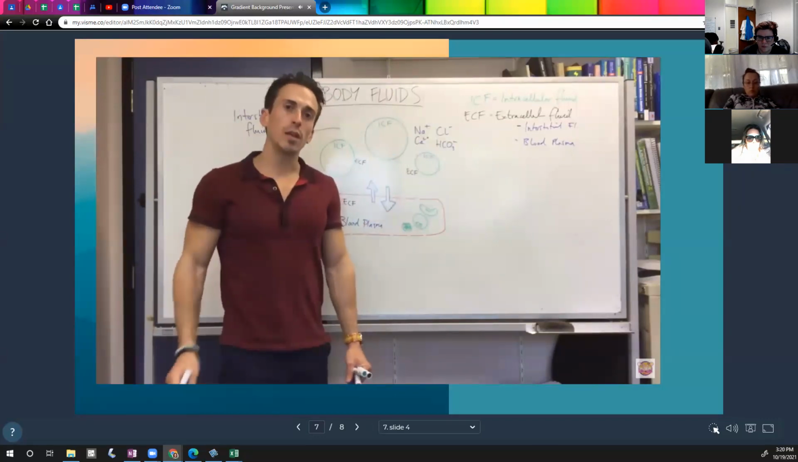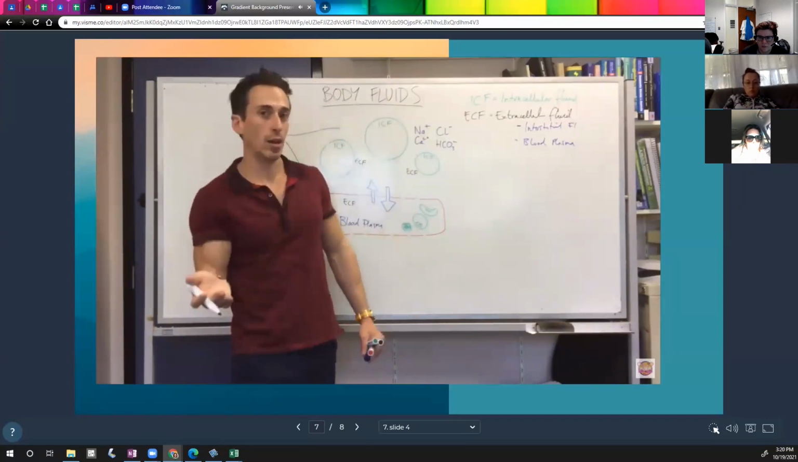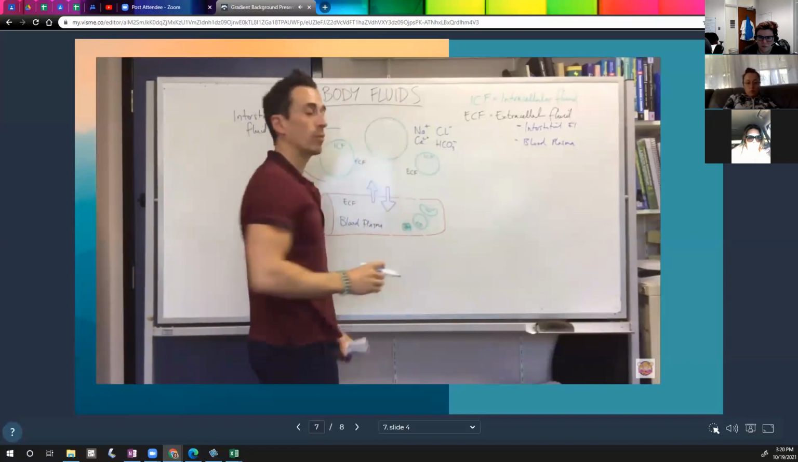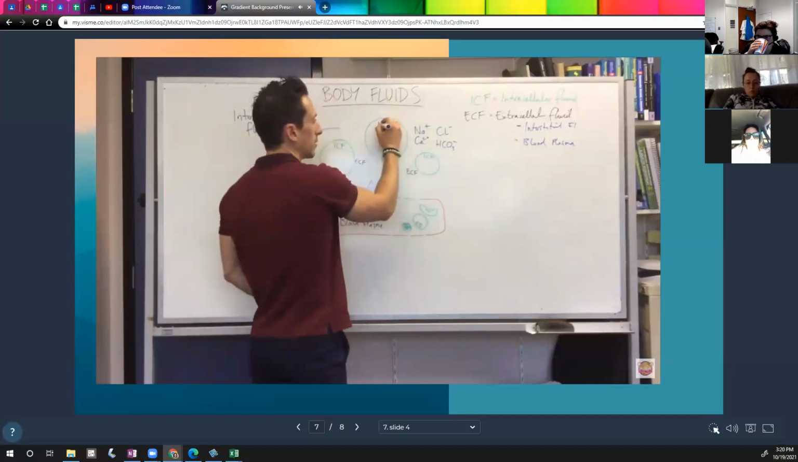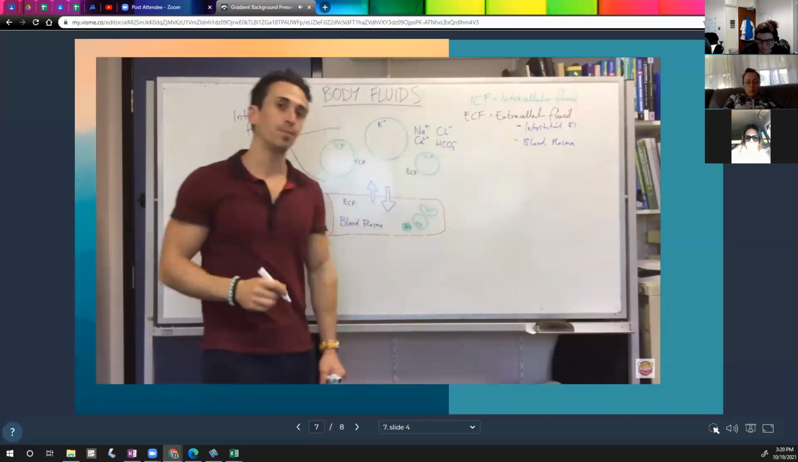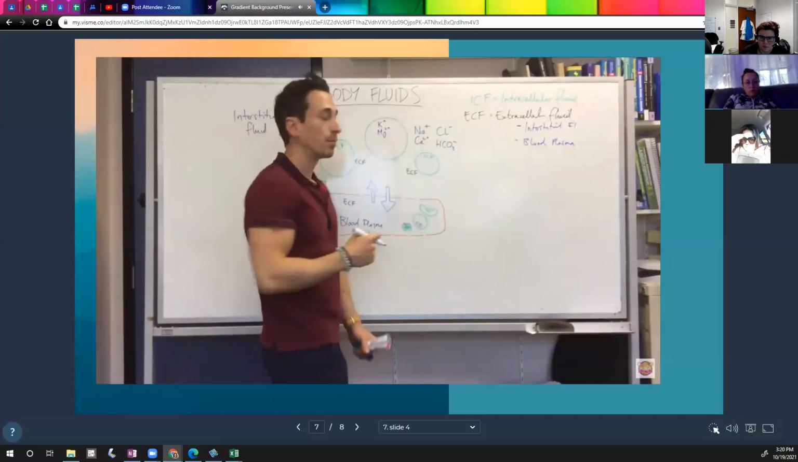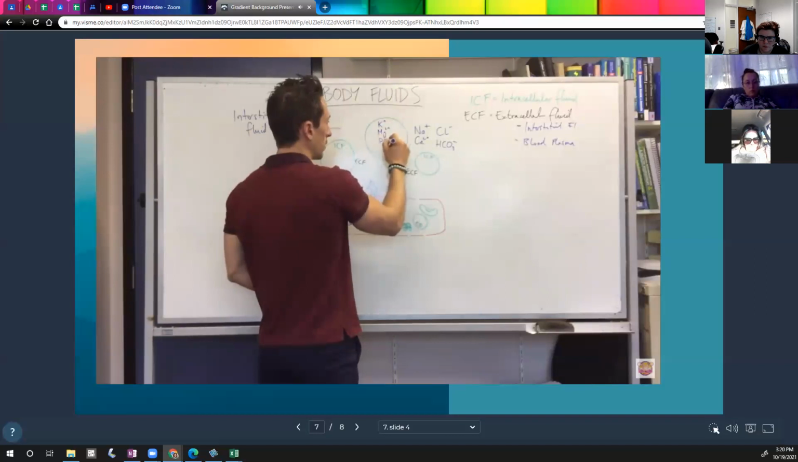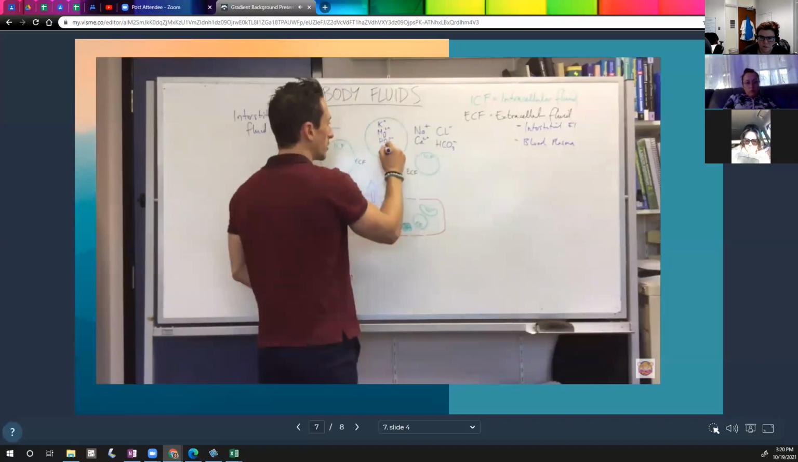So what are the most common or most abundant intracellular cations and anions? Well, the most abundant intracellular cation is potassium. Okay. There's also magnesium. For the anions, there's phosphate, and there's negatively charged proteins.